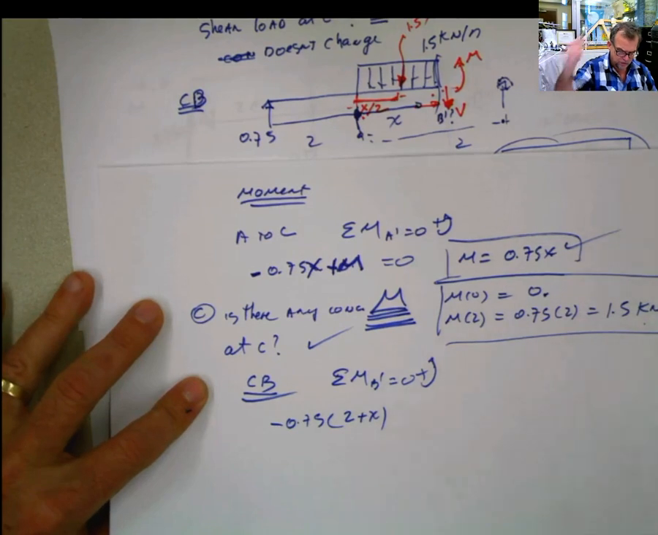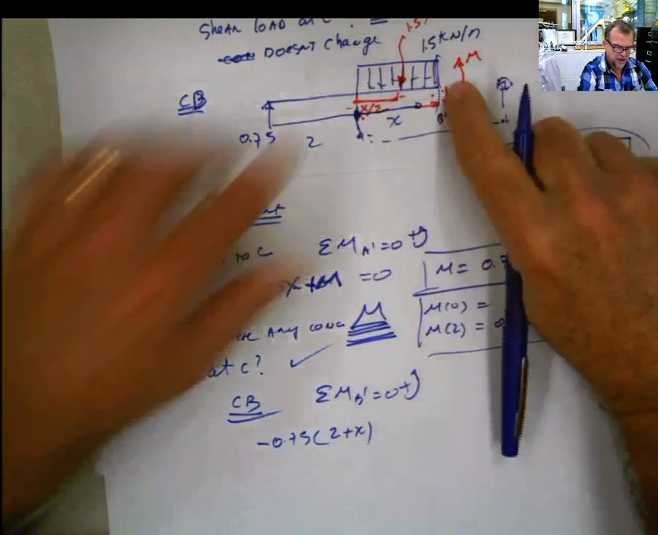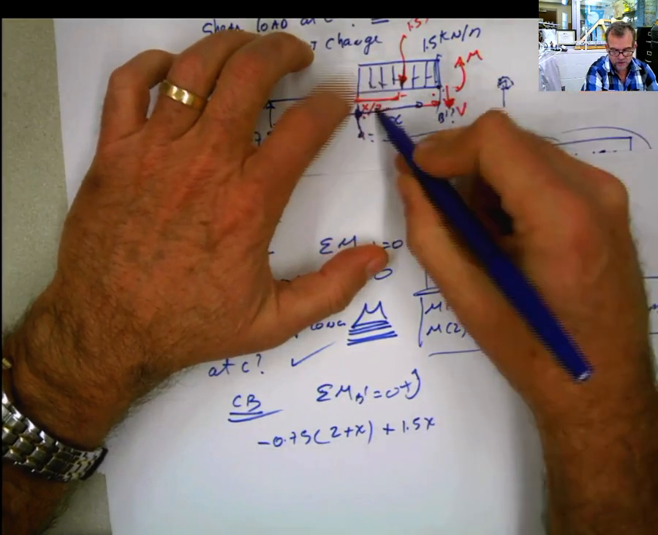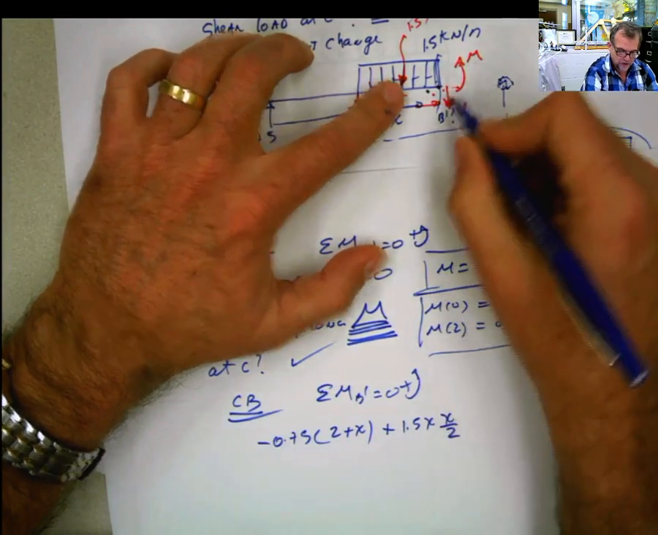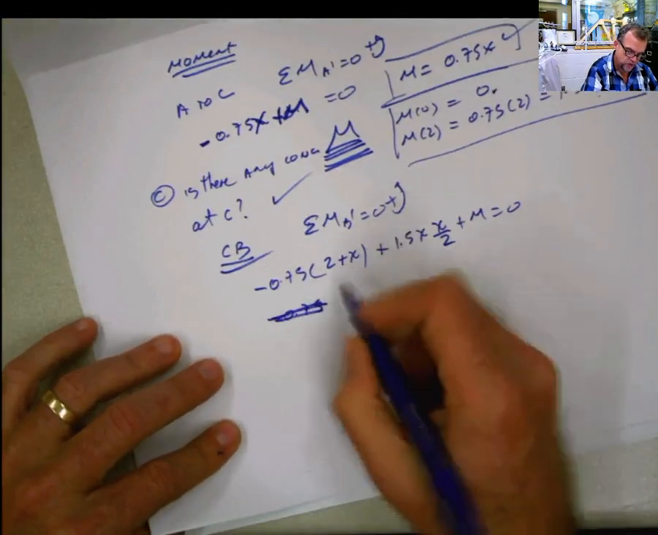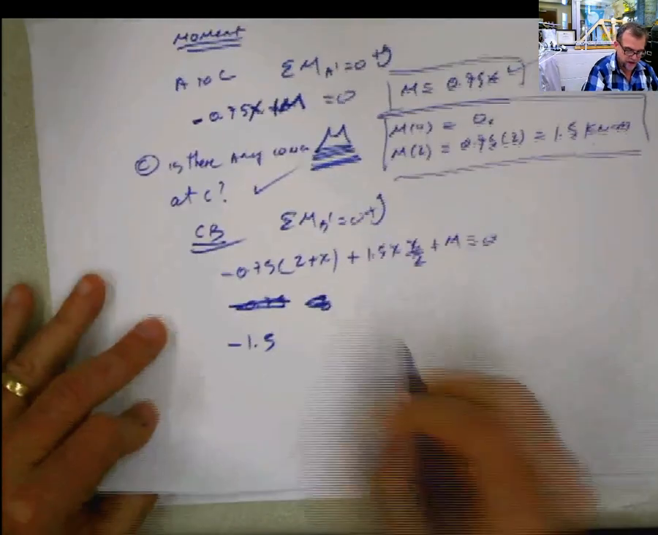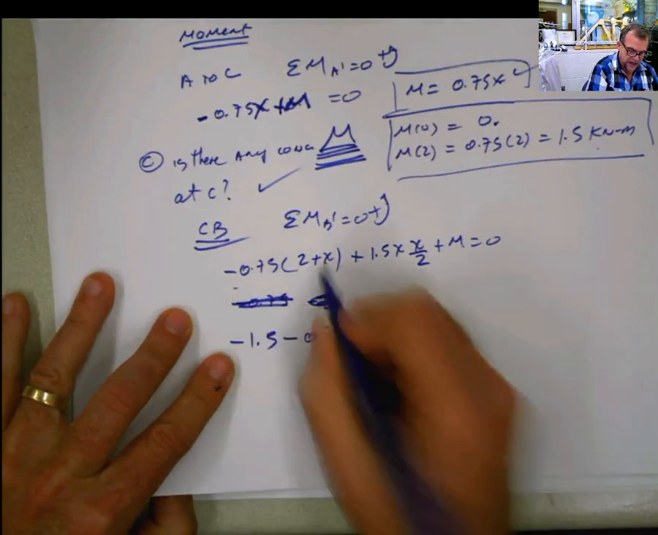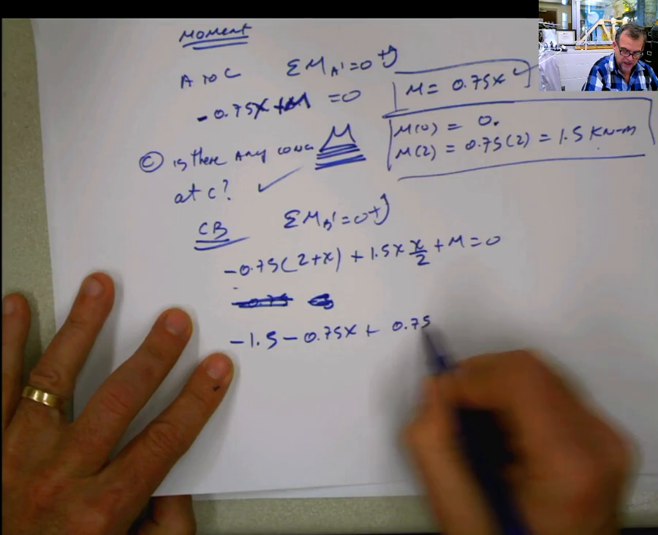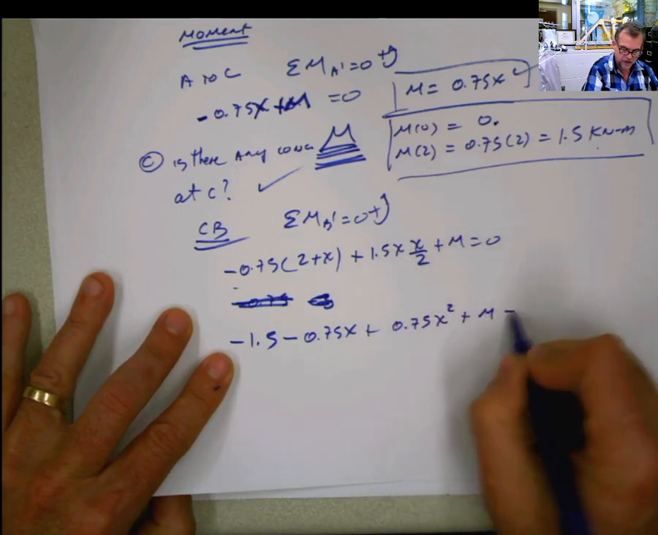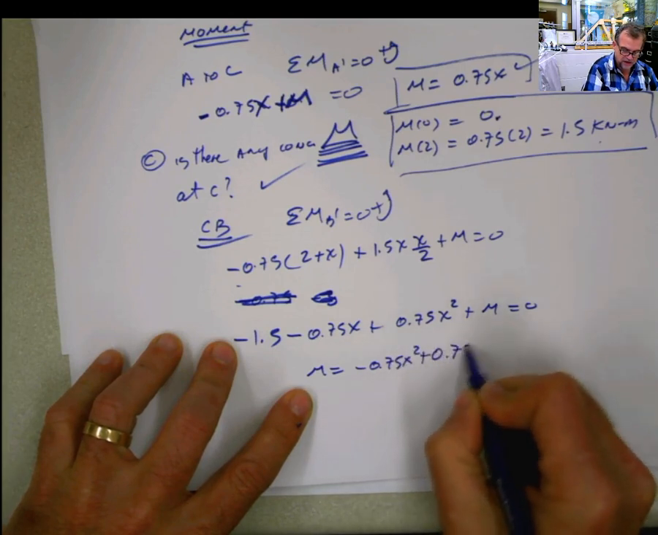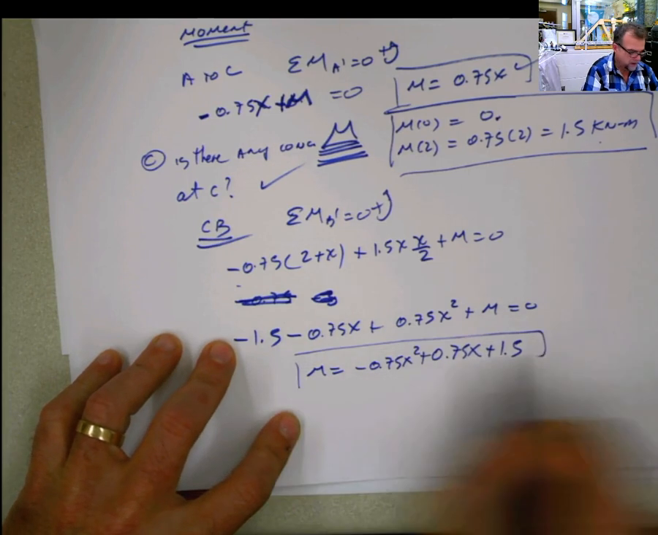2 plus x, 2 plus x. So you do 0.75 times 2 plus x, and then you have this force, which is plus 1.5x, and the distance is half of the base, which we said was x divided by 2, plus this M equals 0. And then we solve for this, and we have negative 0.75 times 2 is negative 1.5, and minus 0.75x, plus x times x divided by 2 is x squared divided by 2, 1.5 divided by 2 is 0.75x squared, plus M equals 0, or M equals, passing this to the other side, negative 0.75x squared plus 0.75x plus 1.5. That's my equation for moment.